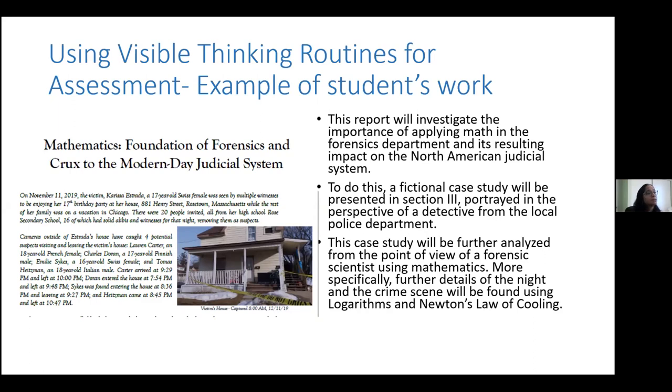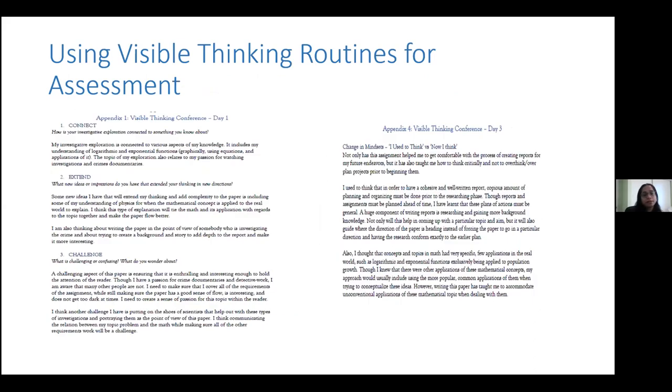So she used some physics, she used some math, but it was entire, and she also used her interest in crime documentaries, etc., to bring that into her project. And this was what she wrote about in her Visible Thinking conference. "My investigative exploration is connected to various aspects of my knowledge. The topic of my exploration also relates to my passion for watching investigations and crime documentaries."